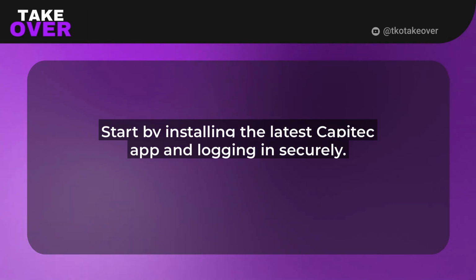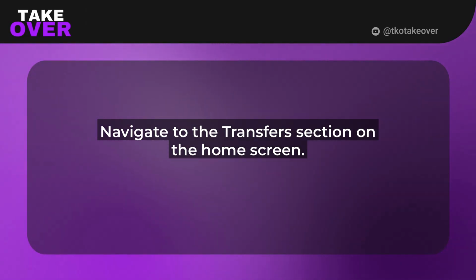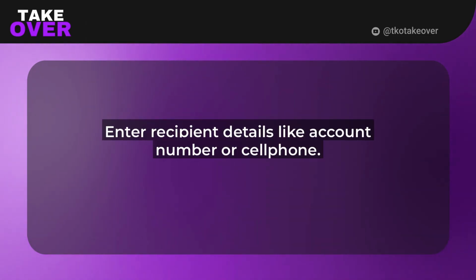First things first, make sure you have the latest Capitec app installed on your smartphone. Open it up and log in with your secure PIN or biometric authentication. Remember, always use a strong password to keep your funds safe. Once you're in, navigate to the Transfers section, usually found on the home screen or under the main menu. It's that intuitive. Now, for the fun part.